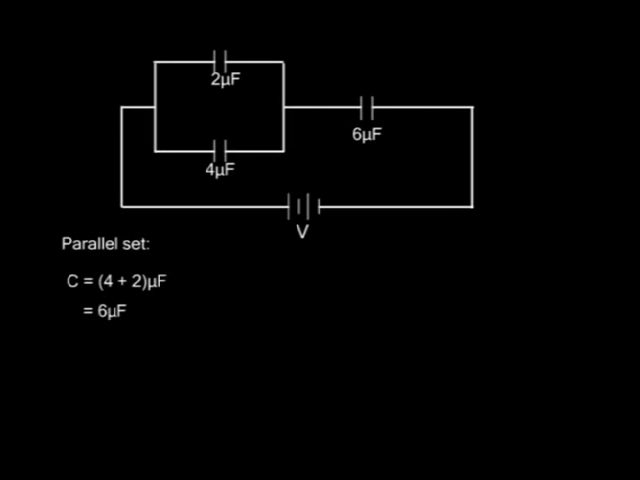For the whole system, now we shall have the 6 microfarads connected in series with the 3 microfarads, and the effective capacitance C is equal to 6 times 3 over 6 plus 3, which gives us 2 microfarads.